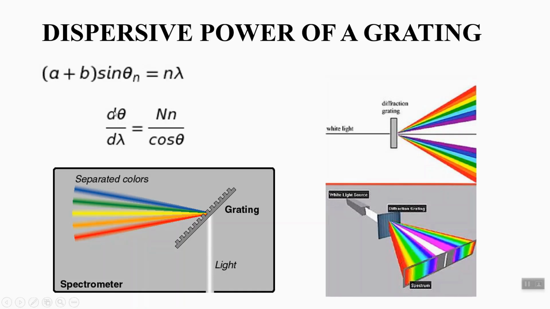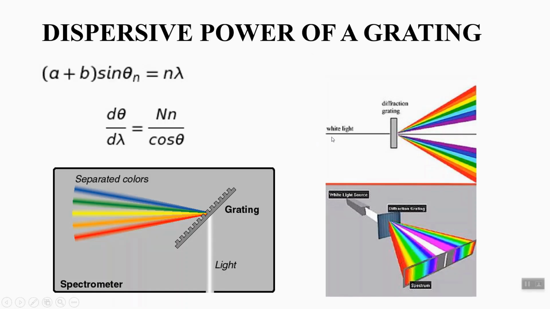If d theta is the separation for wavelengths differing by d lambda, then the dispersive power can be obtained from this grating equation by this expression. Just differentiate this grating equation. Then we will get d theta by d lambda equal to nN by cos theta. So this d theta by d lambda represents the dispersive power of a grating.